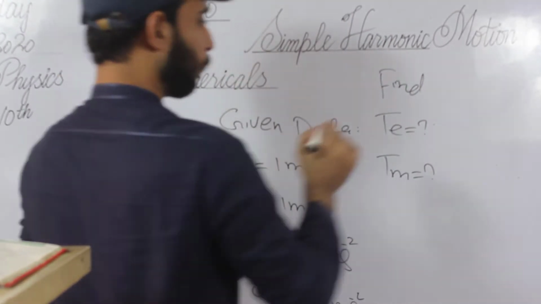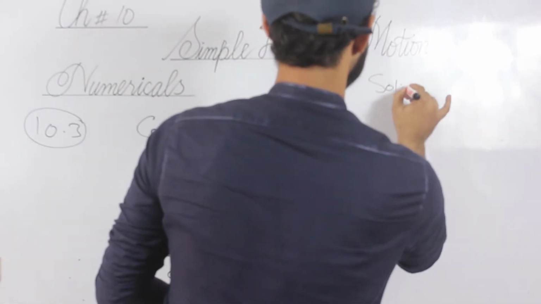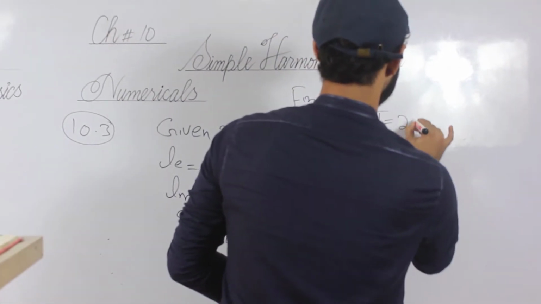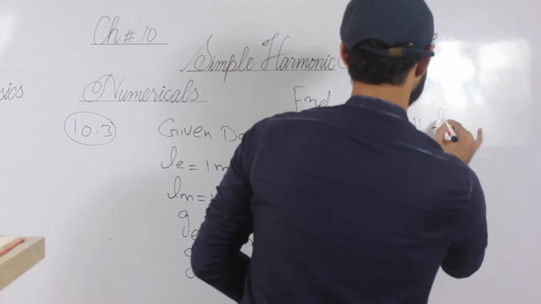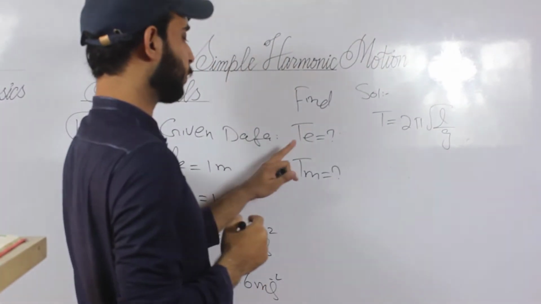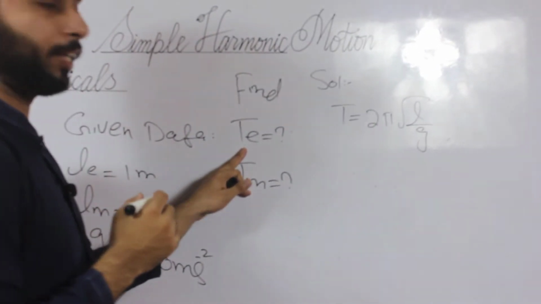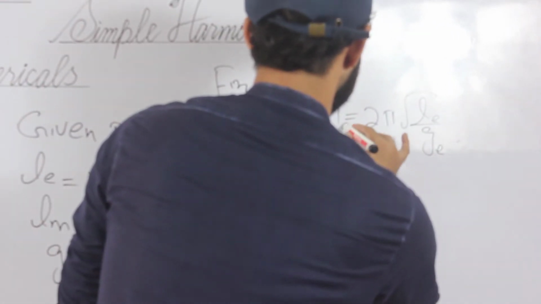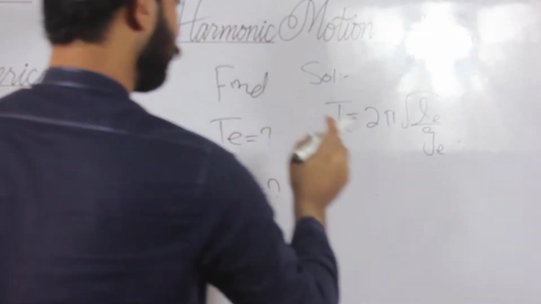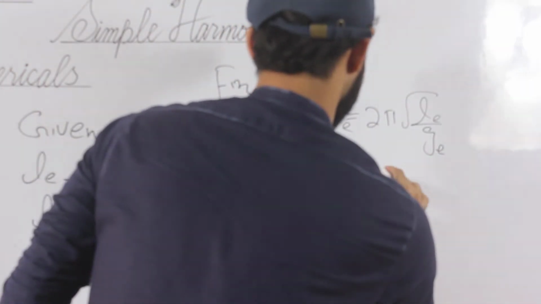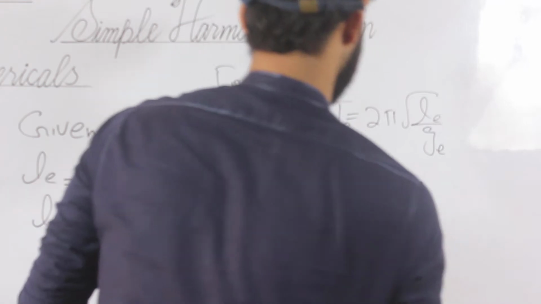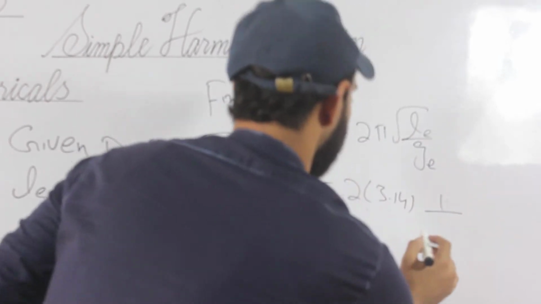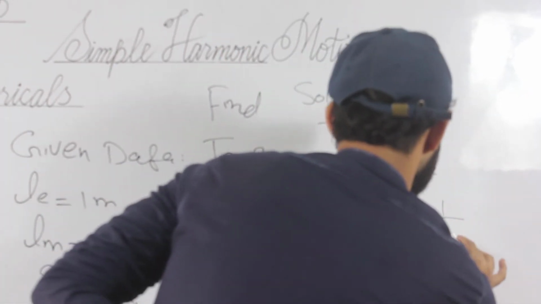Now, students, we apply the same formula through which we solved the first two numericals, and that was T is equal to 2 pi square root of L over g. First of all, whenever we are going to solve for T_E, we place here the length on the earth and also the value of g on the earth. So we have 2, the value of pi is 3.14, the length on the earth is 1, and the value of g on the earth is 10, under the square root.